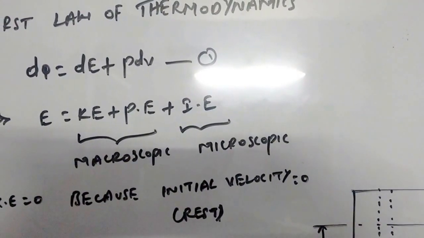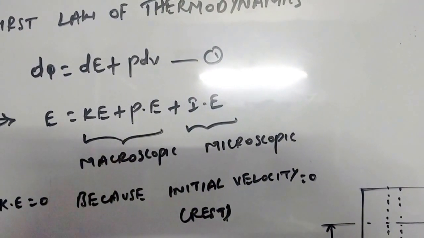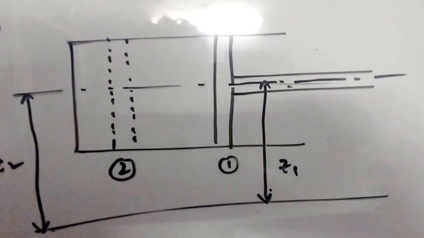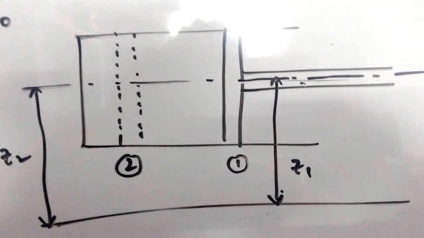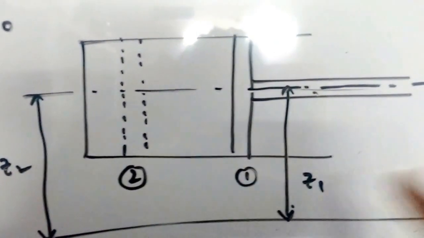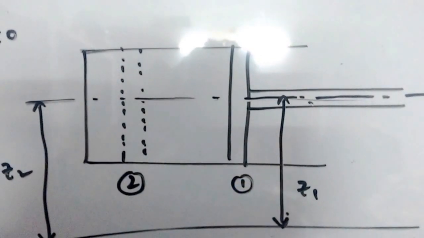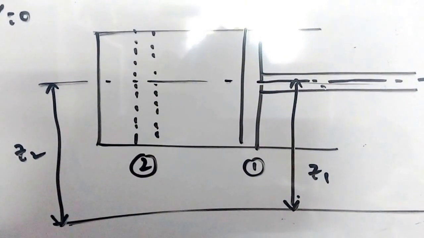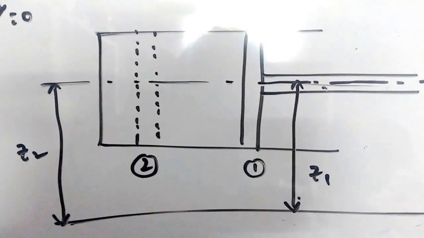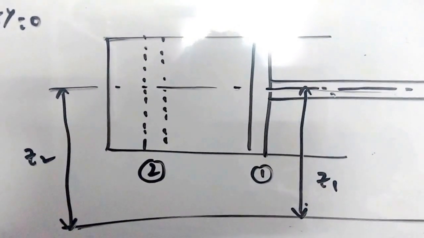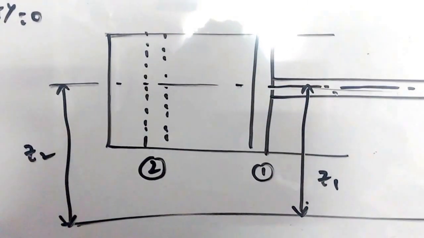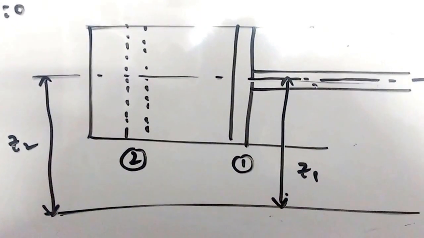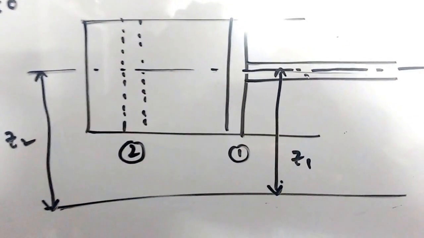We can prove dq is equals to du plus dw by taking the following example. Consider a piston and cylinder arrangement. When the piston is at state number 1, the kinetic energy possessed by the system is 0. Why? Because initially it is at rest condition, therefore initial kinetic energy is equals to 0. When it occupies the second position, then the kinetic energy at state 2 is also 0. Therefore there is no change in its kinetic energy.